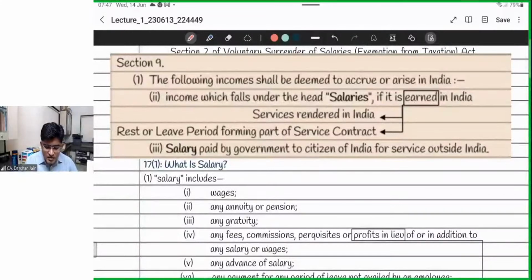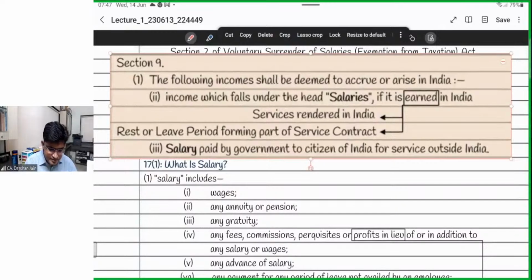Similarly, salary paid by the government to a citizen of India outside India is deemed to accrue or arise within the country. Specific provision. This is something that I started with. Section 10(6) deals with diplomats. Diplomats of foreign countries are not taxable in India. Similarly, salary paid by the government of India to an employee outside. So, assuming there is a diplomat representing India, his salary would be paid by the government of India. That is deemed to accrue or arise within the country.